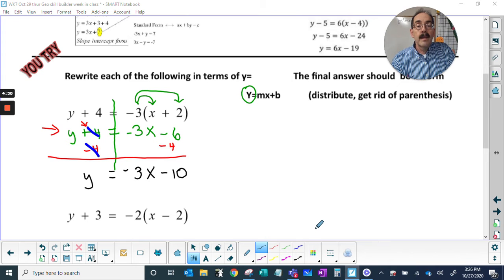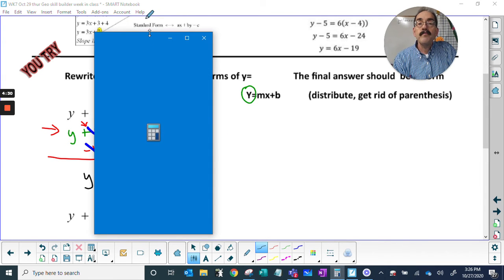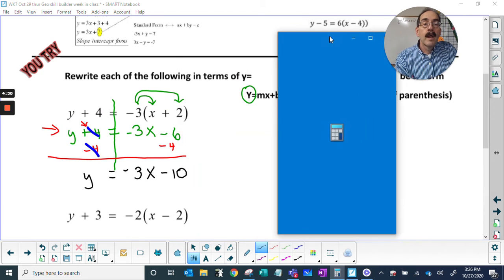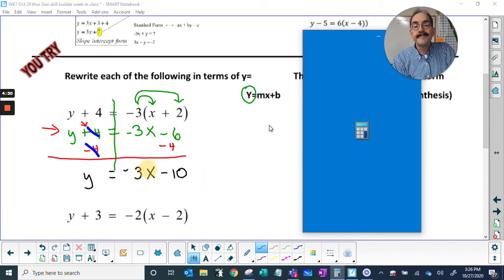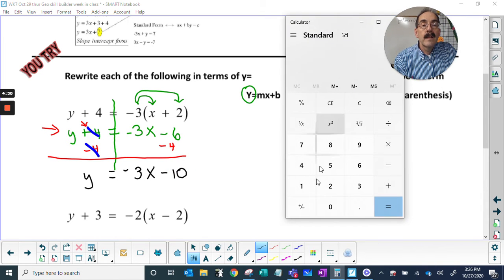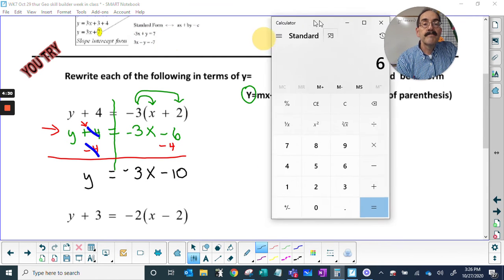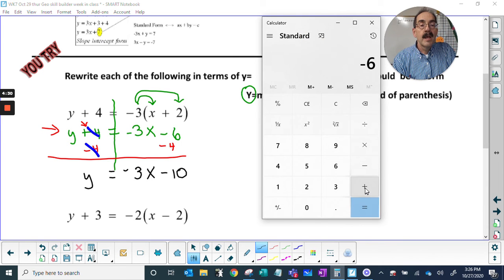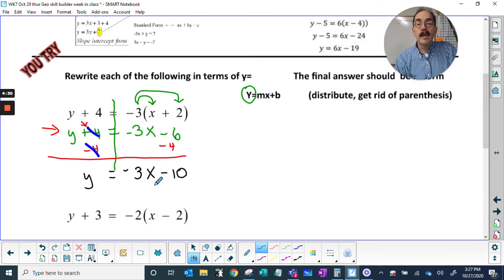Okay. Once you have your calculator on, we can go negative 6, so we have a 6, whoops, 6, but change the sign, minus a 4 gives us negative 10, or 6 negative plus 4 negative gives us a minus 10. Either way, practice simplifying, okay?